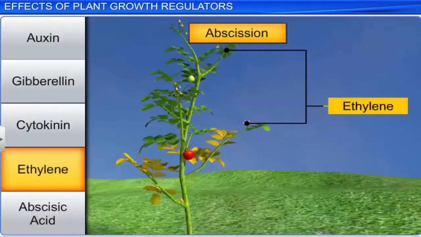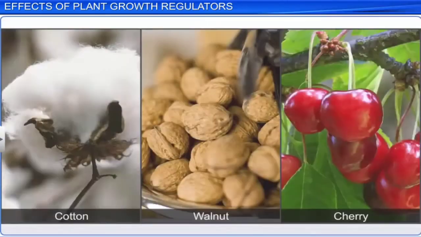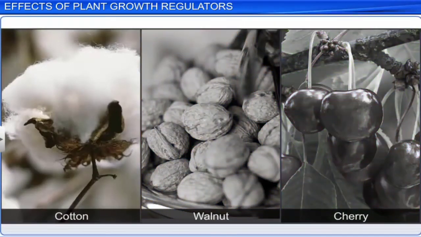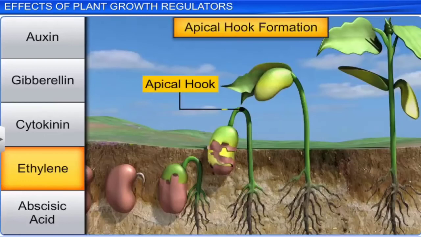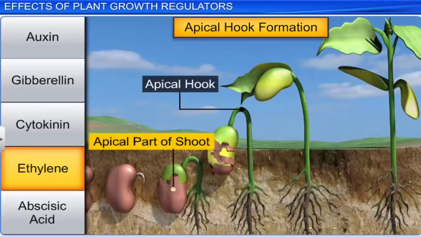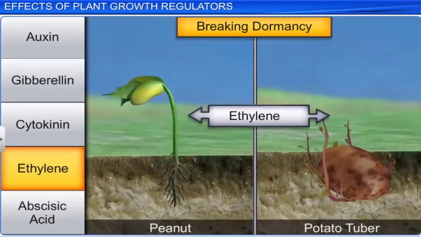It promotes the abscission of leaves and flowers, and thus favors thinning of cotton, walnut, and cherry. It also promotes the apical hook formation in dicot seeds to protect the apical part of the shoot that emerges during germination. It breaks seed and bud dormancy and is hence used to enhance the germination of peanut seeds and potato tubers.